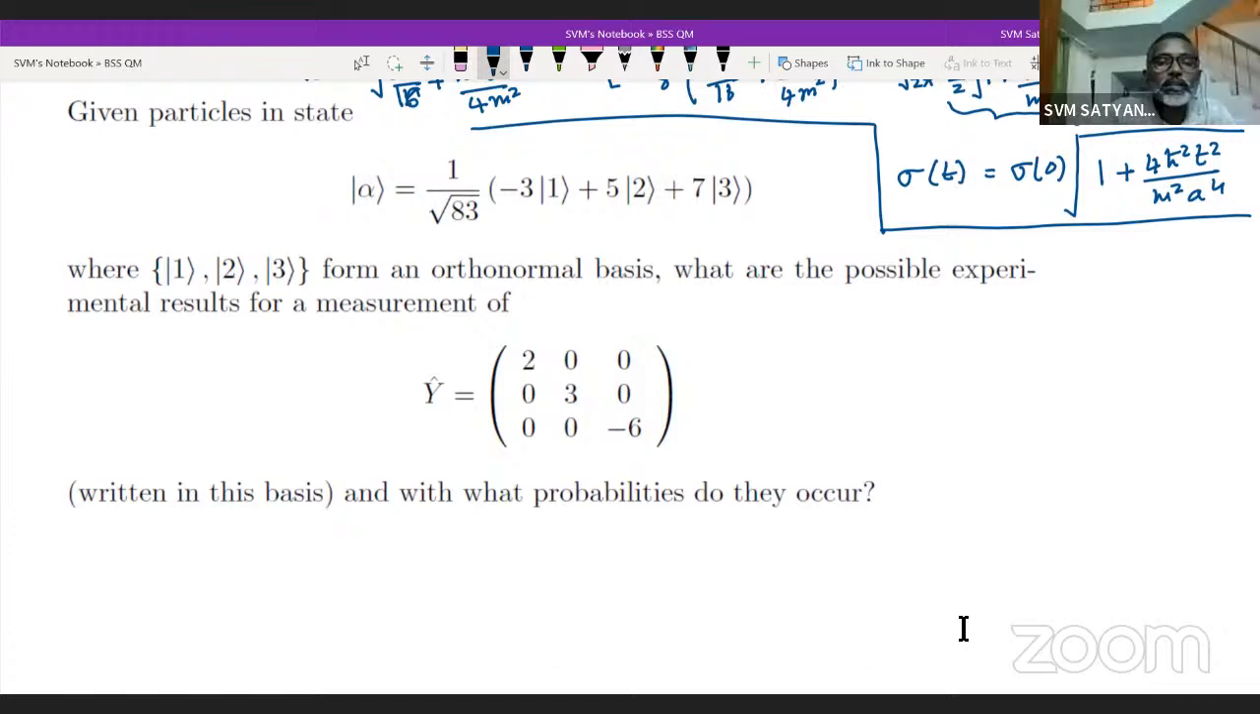Okay, so let us look at this problem. This is not as involved as the previous problem. Given a particle in the state alpha equal to 1 by root 83 minus 3 times |1>, 2|2>, 3|3>, where |1>, |2>, |3> form an orthogonal basis. What are the possible experimental results for the measurement of Y in this basis, and with what probability do they occur?